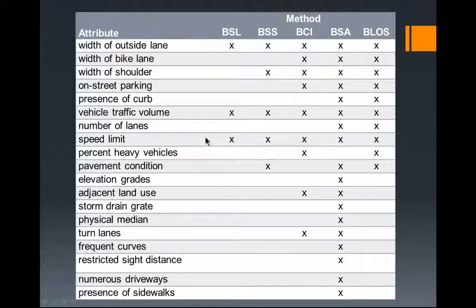All of the bicycle suitability methods require input attributes. Here I have 5 different methods and showing which attributes are needed. Across the top here, this is bicycle stress level, which only requires 3 attributes. The bicycle suitability score, the bicycle compatibility index, the bicycle suitability assessment, and then the Highway Capacity Manual's bicycle level of service, which uses 10 attributes.